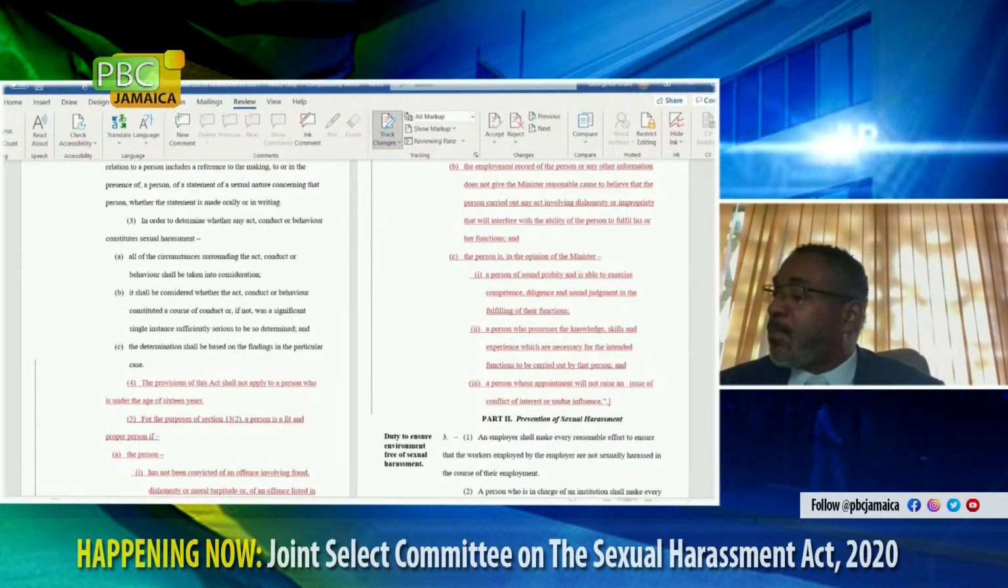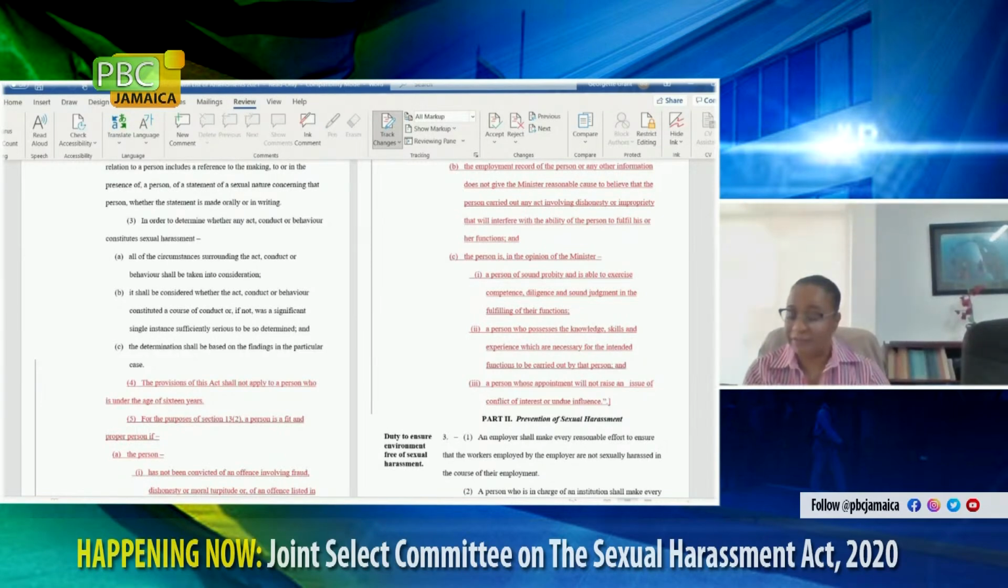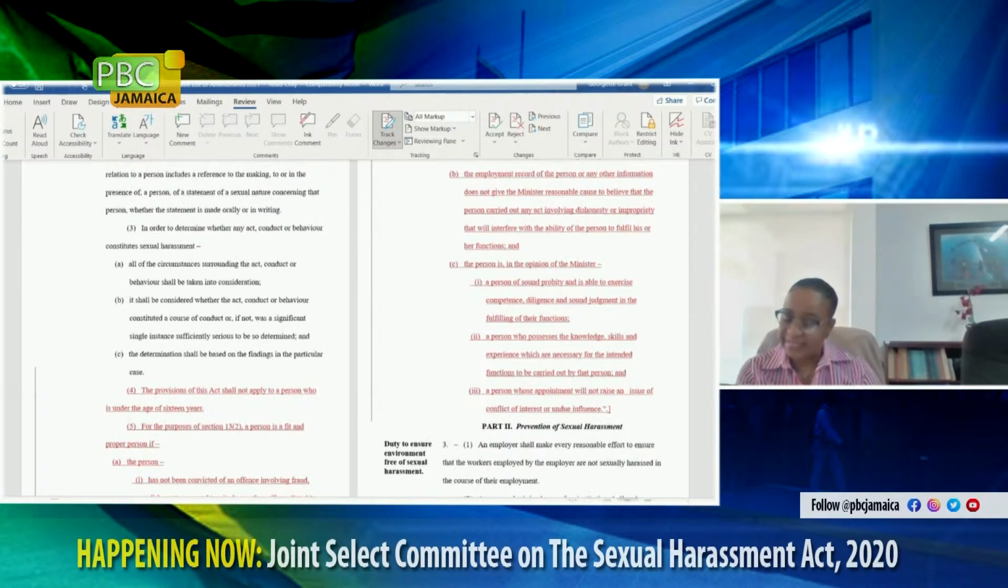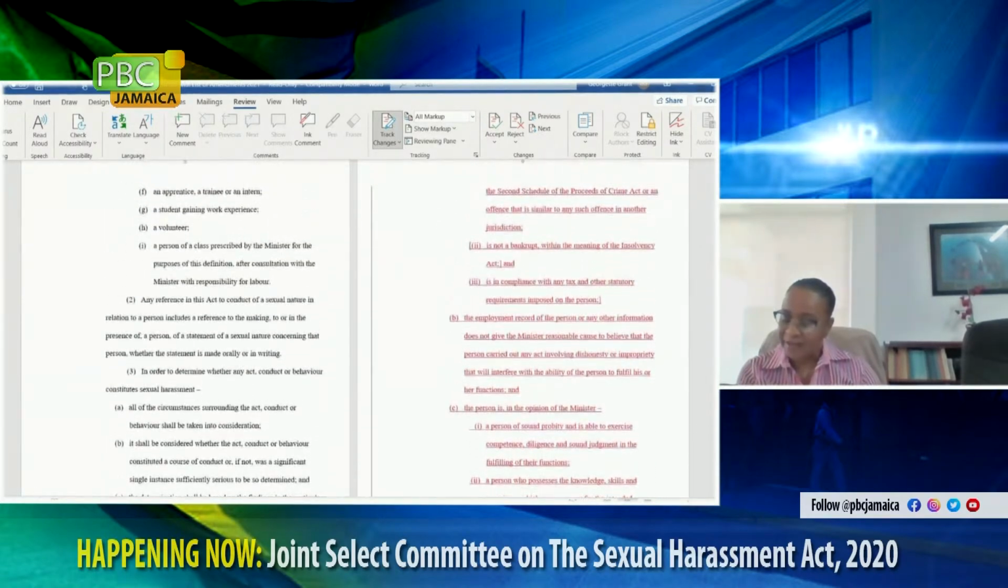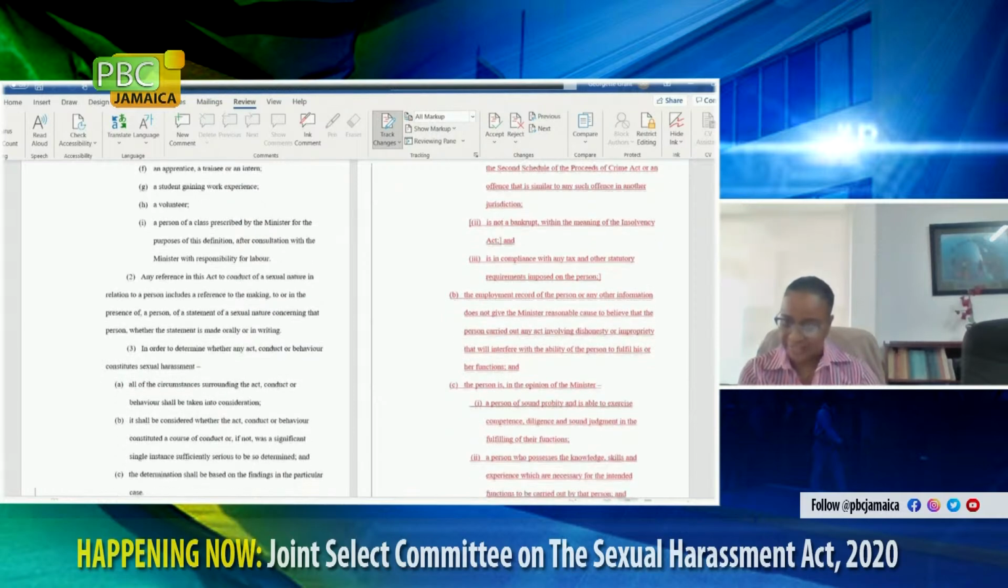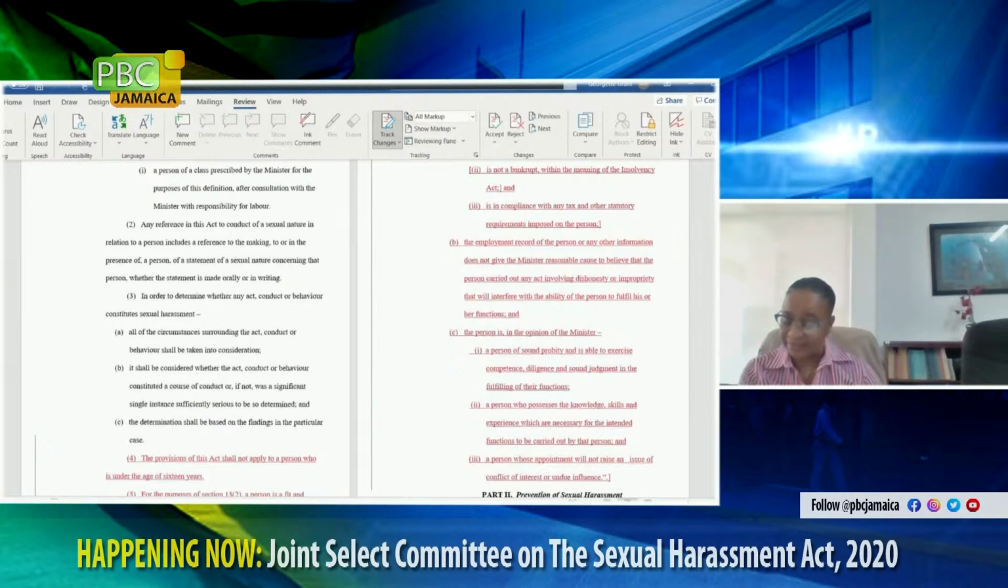Right, and then remember the committee had also agreed that you wanted a fit and proper test to deal with members of the tribunal and their eligibility for appointment. And the technical team did that and inserted a new subclause 5, which I'm going to read into the record. For the purposes of section 13.2, that is the section that deals with the appointment of the members of the tribunal, a person is a fit and proper person if A, the person has not been convicted of an offense involving fraud, dishonesty, or moral turpitude, or of an offense listed in the second schedule of the Proceeds of Crime Act, or an offense that is similar to any such offense in any other jurisdiction, is not a bankrupt within the meaning of the Insolvency Act, and is in compliance with any tax or other statutory requirements imposed on the person.